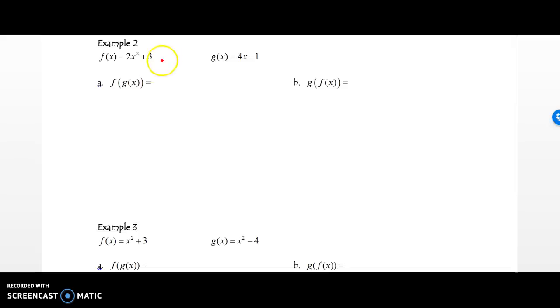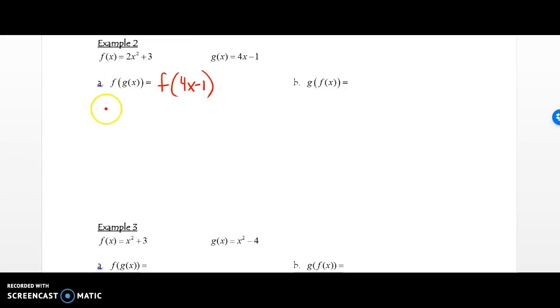All right, let's look at example 2. We're doing the same thing. We're putting these functions into each other, paying attention to order. We're just now starting with a new function for f and a new function for g. So if I have f of g of x, that means I'm evaluating f of x by whatever g of x is defined at, which is 4x minus 1.